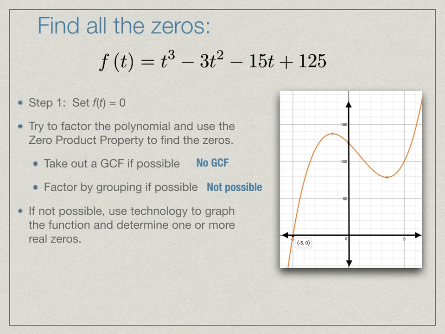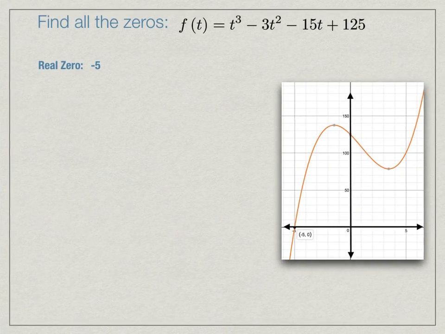So when we graph it, the picture looks like this. We can see that there is one real zero at x equals -5. The fundamental theorem of algebra tells us that a polynomial function of degree 3, like this one is, has 3 roots. Therefore, there must be 2 complex roots. So the real zero, we remember, is at -5.